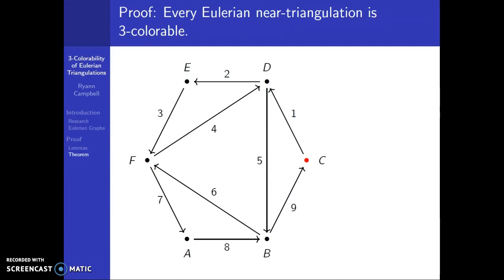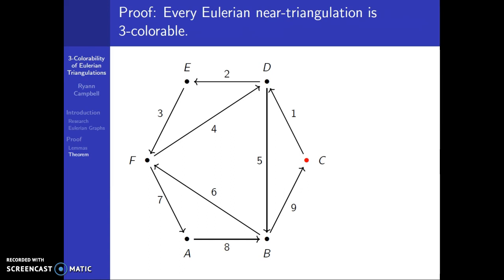And now our feature presentation, the new proof that every Eulerian near triangulation is 3-colorable. Graph G is an Eulerian near triangulation. The numbered edges indicate a non-crossing Eulerian circuit of G. So if we start at C, we follow the arrow, which is really a non-directed graph. I'm just showing the arrows and the numbers on those edges so that this presentation will be easier to follow.